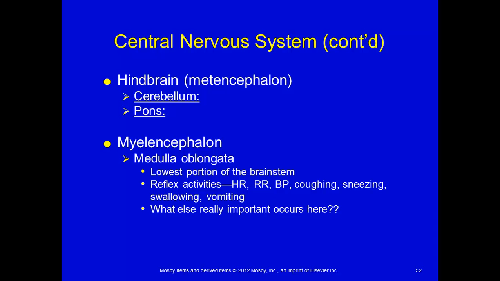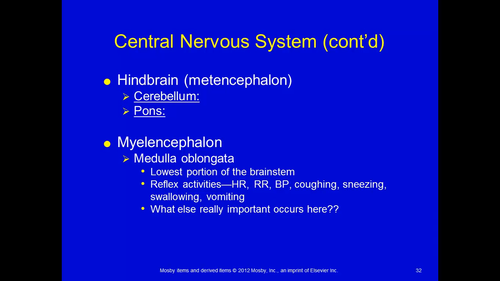And what other really important function or aspect of our neurologic system occurs here? Anyone know? The corticospinal tracts cross here. So that's why the left hemisphere controls the right side of the body and the right hemisphere controls the left side of the body, because they cross here at the medulla.